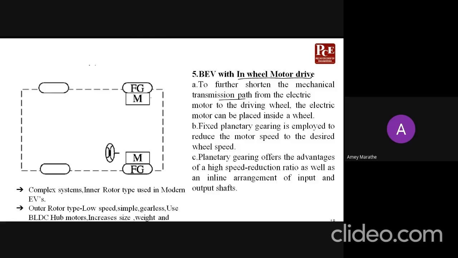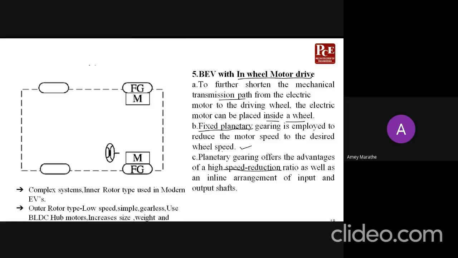Whatever half shafts we required in the earlier configuration, now we are shifting to the in-wheel motor drive. So the electric motor can be placed inside the wheels. Along with that, a fixed planetary gearing is employed to reduce the motor speed to the desired vehicle wheel speed. So this is very, very important. Planetary gearing offers the advantage of a high speed reduction ratio as well as an inline arrangement of input and output shaft.